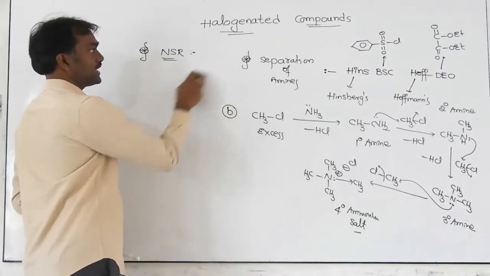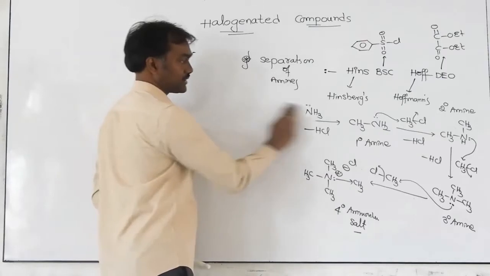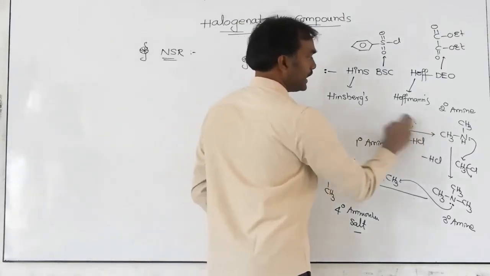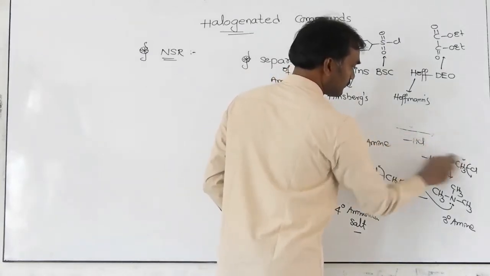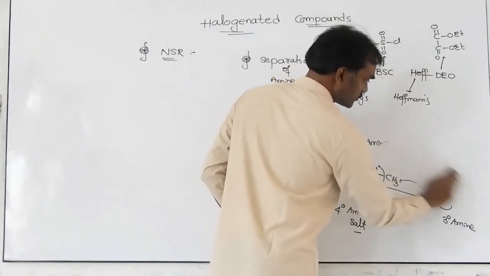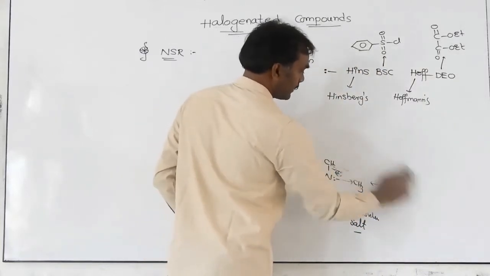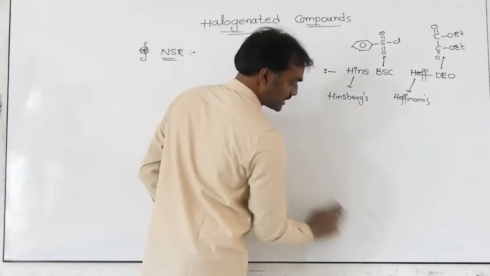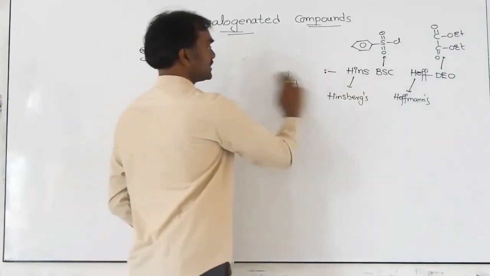In nucleophilic substitution reactions, one more important point is unimolecular nucleophilic substitution, that is SN1. And another one, SN2, bimolecular nucleophilic substitution. Now we are going to discuss that too. In SN1 where is it happening, in SN2 where is it happening? What is the stereochemistry of SN1 and SN2? Also they are asking questions.